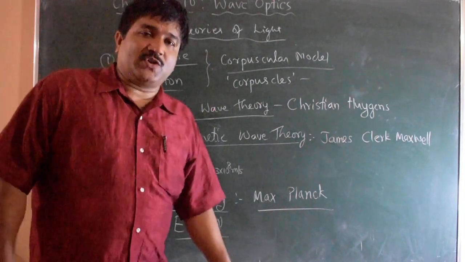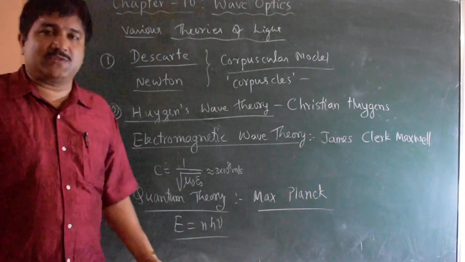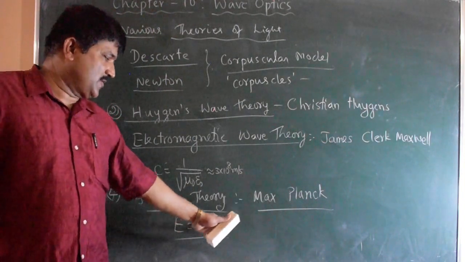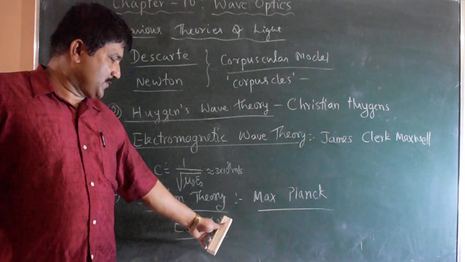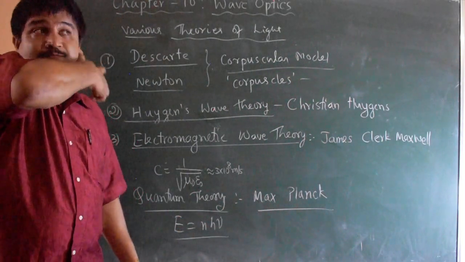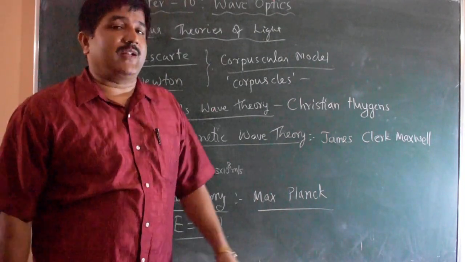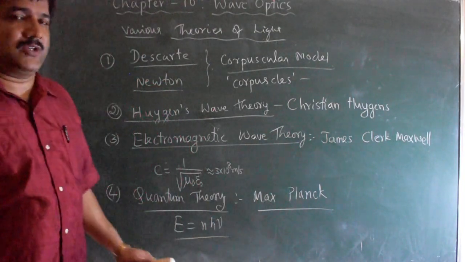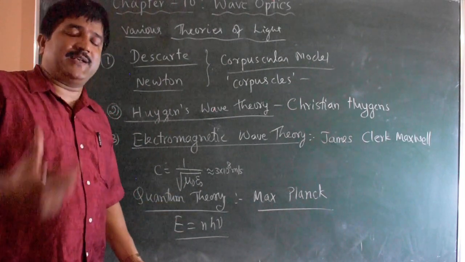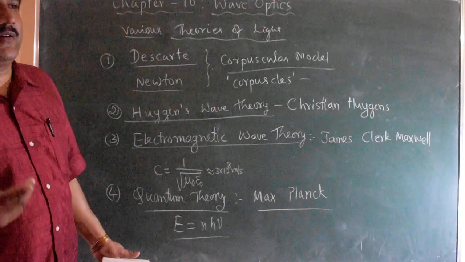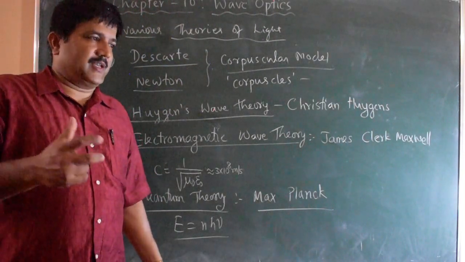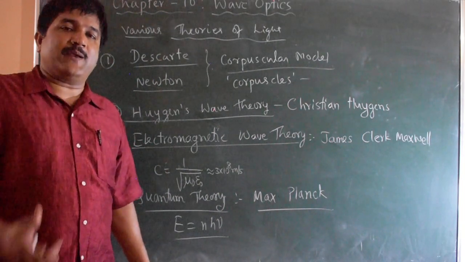So the energy of a photon emitted by some source is always a multiple of h nu, the product of Planck's constant and the frequency of the radiation. You can write it in terms of wavelength also, as hc by lambda. So this is the quantum theory of light. Whenever light is emitted by a source, it behaves like a particle.